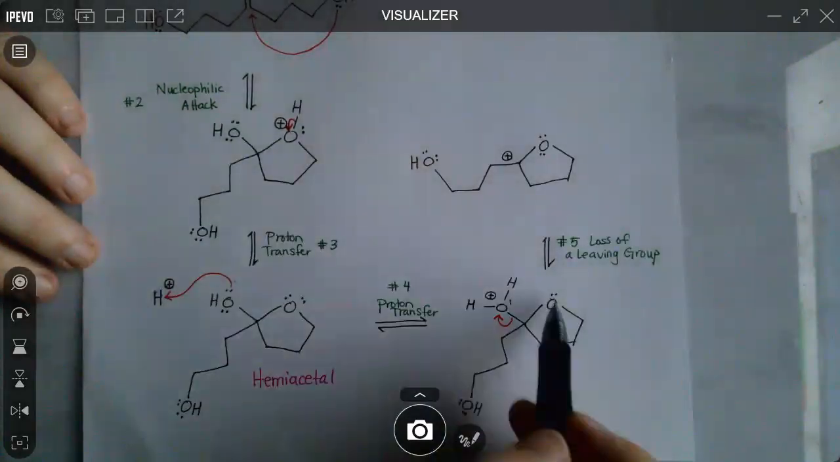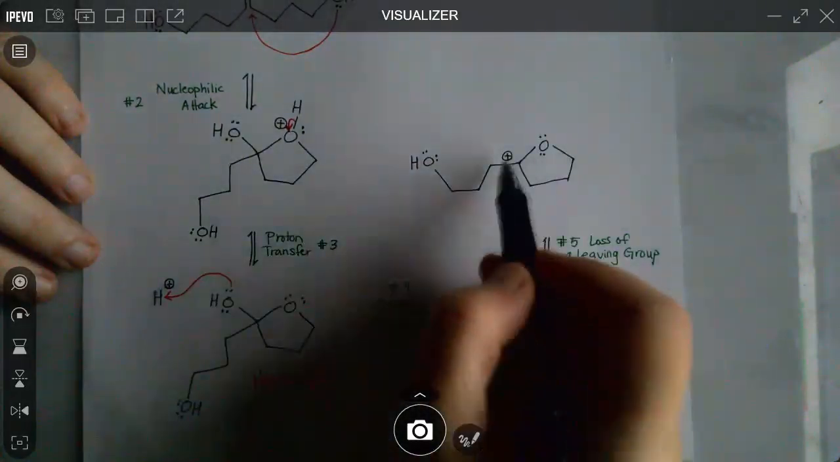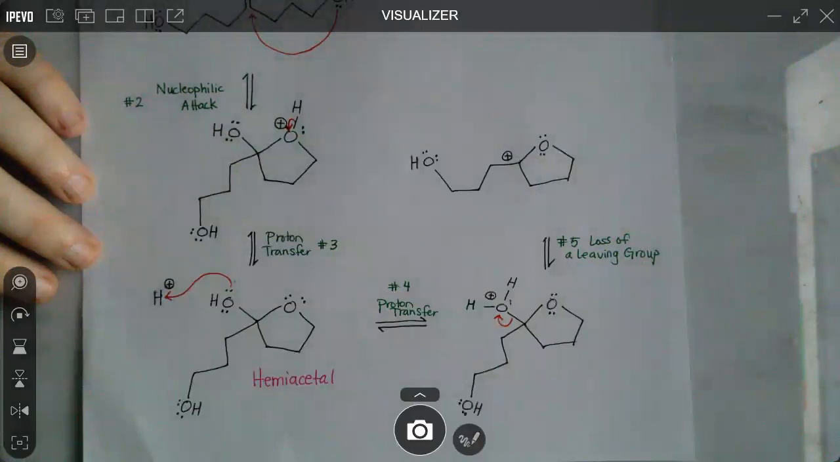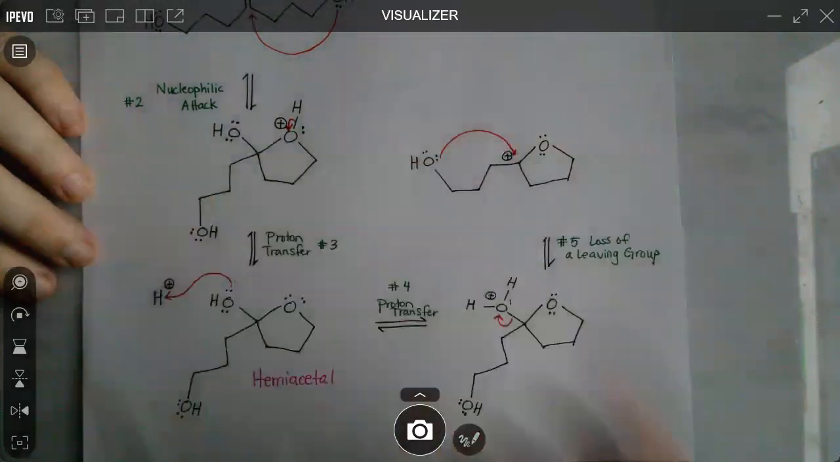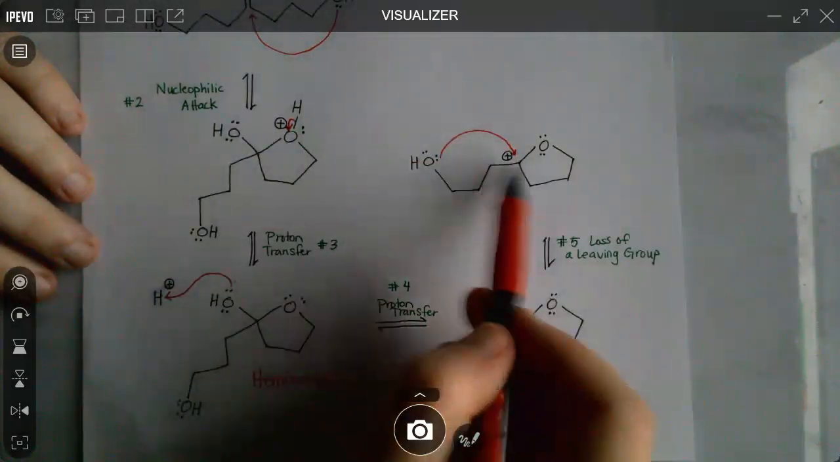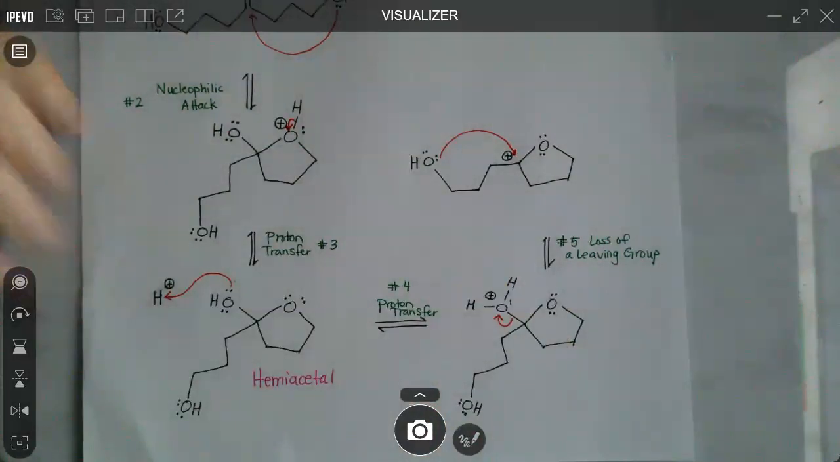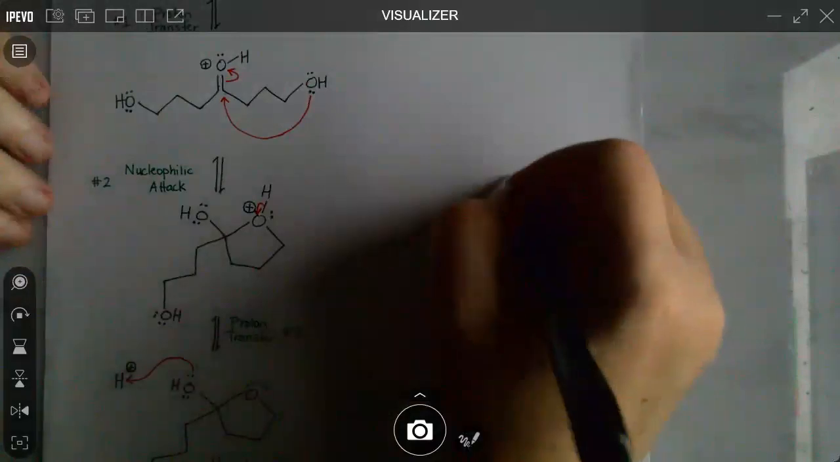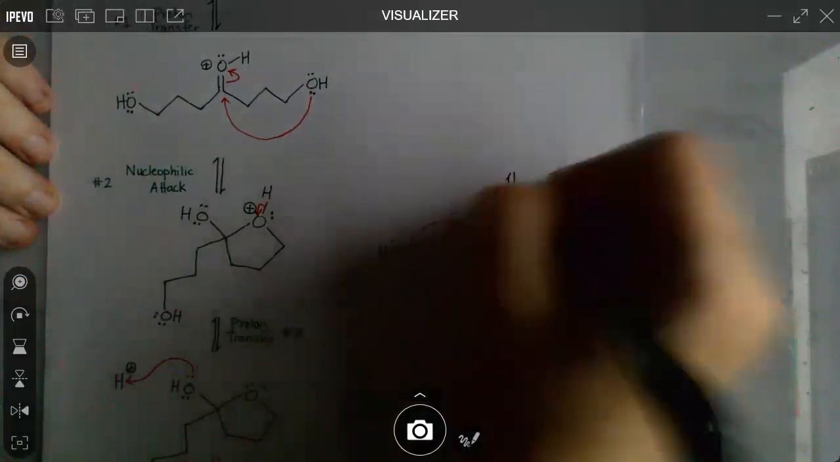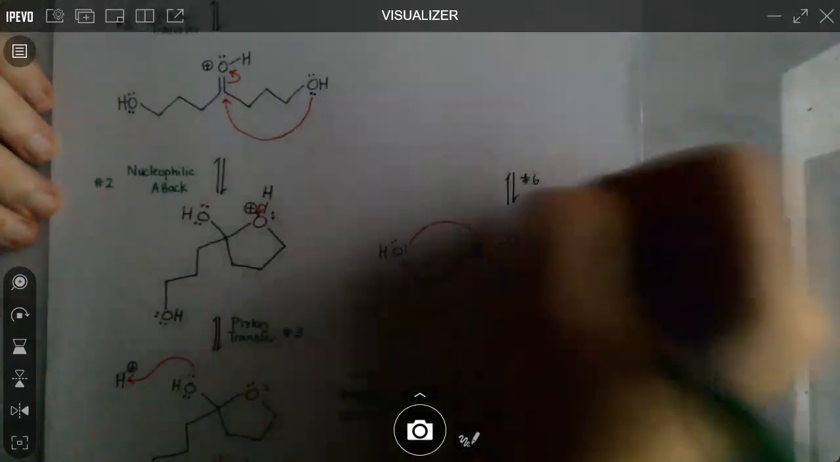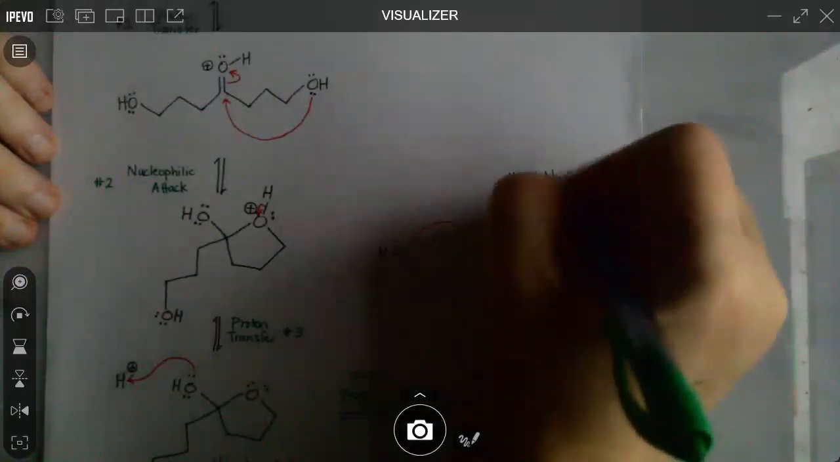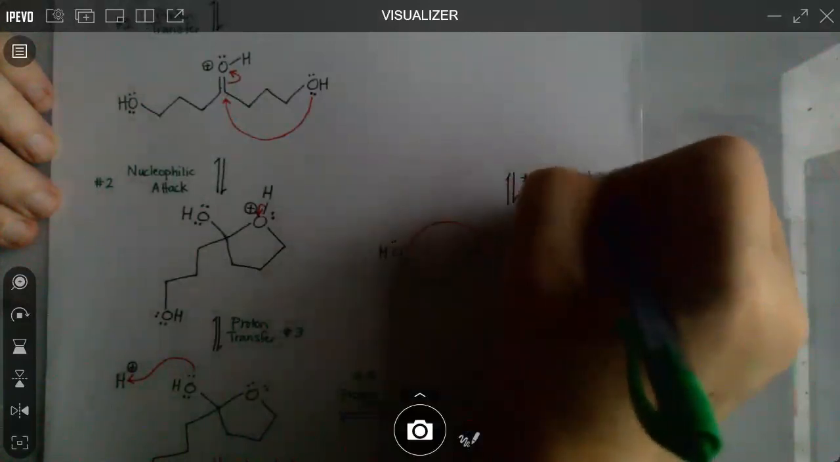I opted not to draw the resonance arrow, so I'm just going to put the positive charge directly on that carbon, which makes it easy for me to see why there's a nucleophilic attack. And this is forming a 1, 2, 3, 4, 5-membered ring. So step number 6, nucleophilic attack.